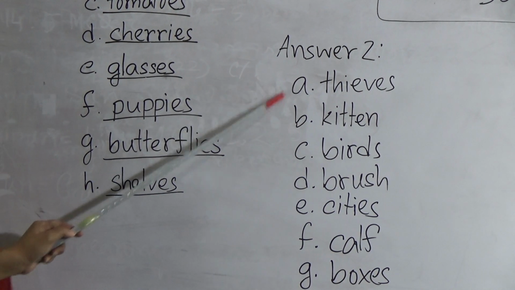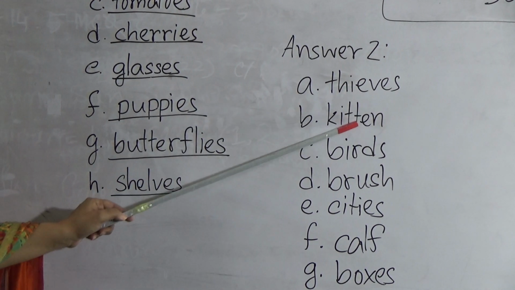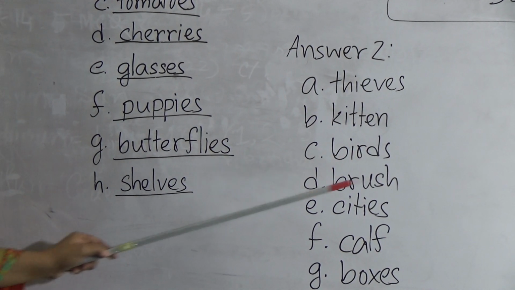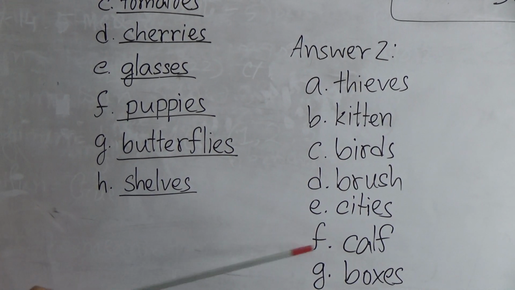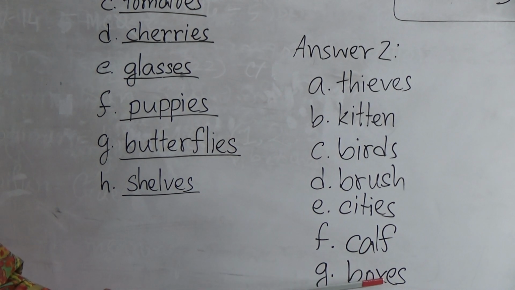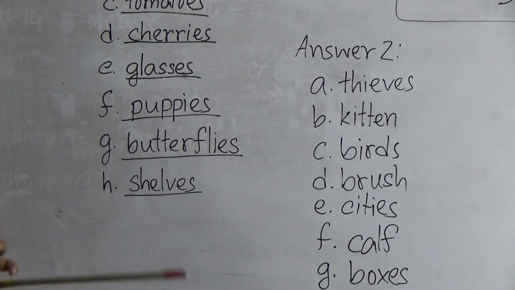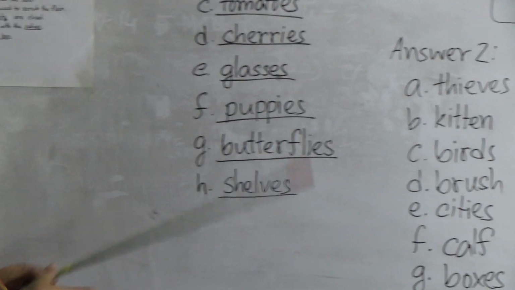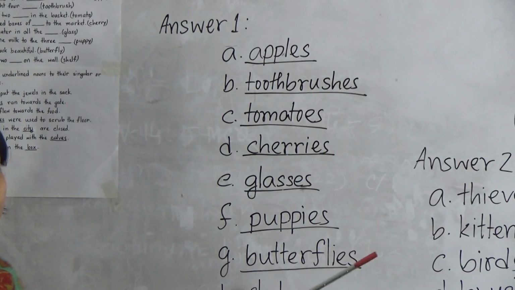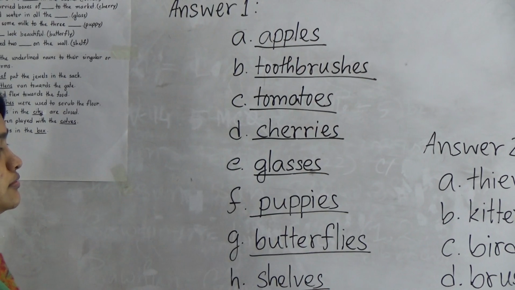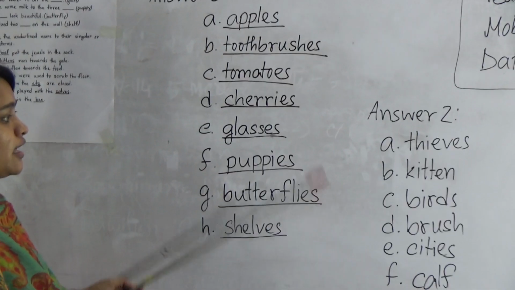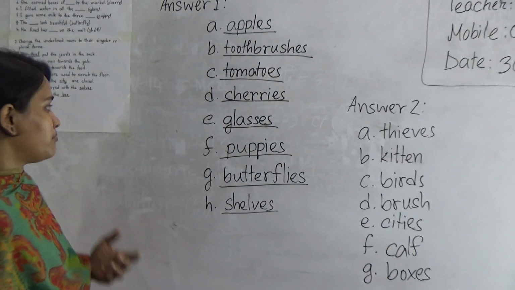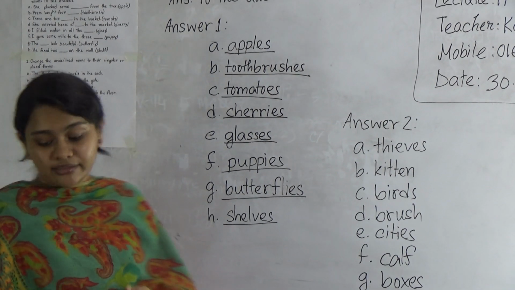So A, thieves, B, kitten, C, birds, D, brush, E, cities, F, calf and G, boxes. So there we have done 2 exercises from lesson 2. This is our revision class. And dear students, if these questions come into your exam, you will follow this way. You will write your answer like this. And I repeat, you must mention the main question number and the sub question number.